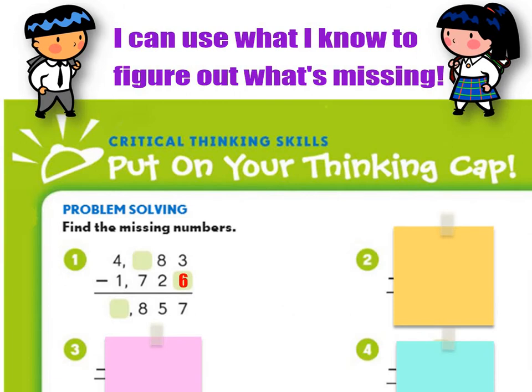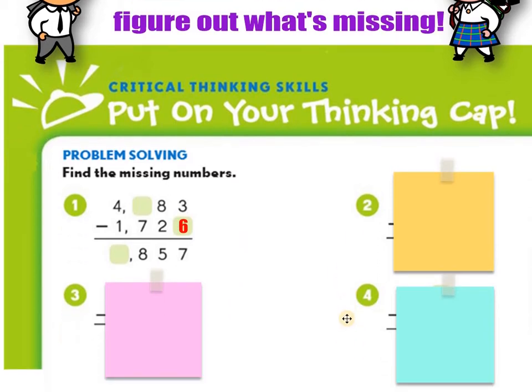I can use what I know to figure out what's missing. So we're going to do several of these today, and they're actually kind of fun to do. So let's start with number 1. And I already see that one of the missing digits is in place here. So how did I figure out that a 6 goes here?